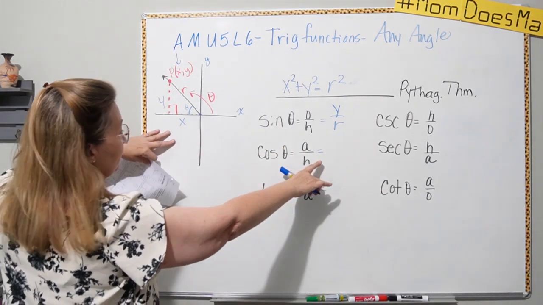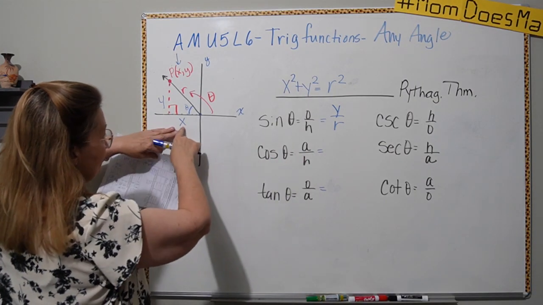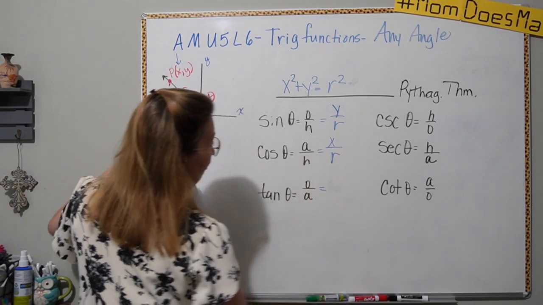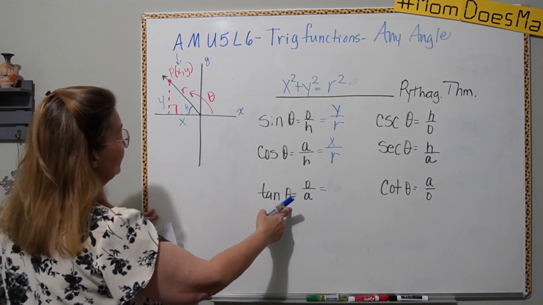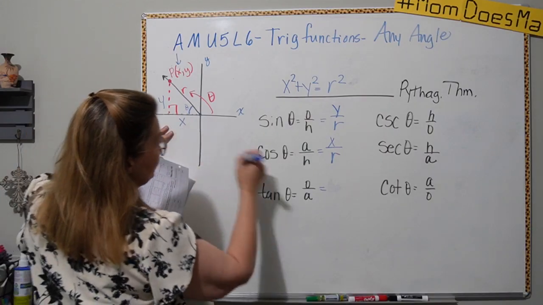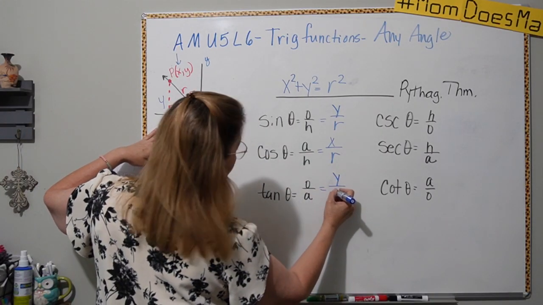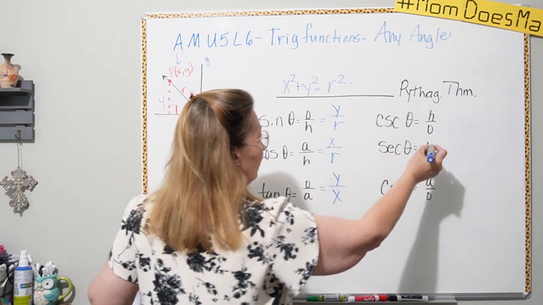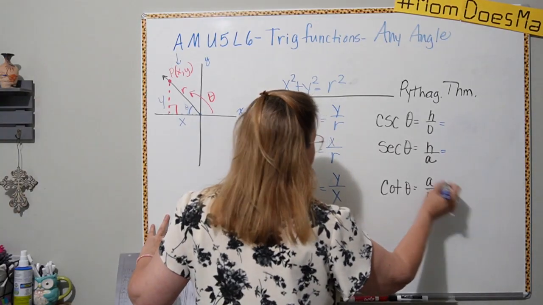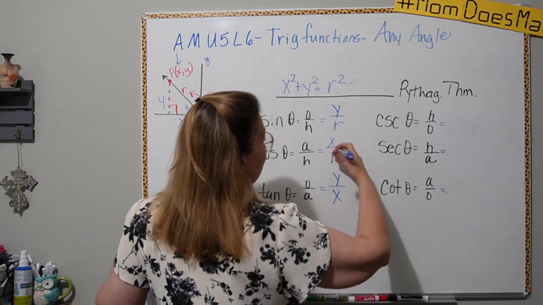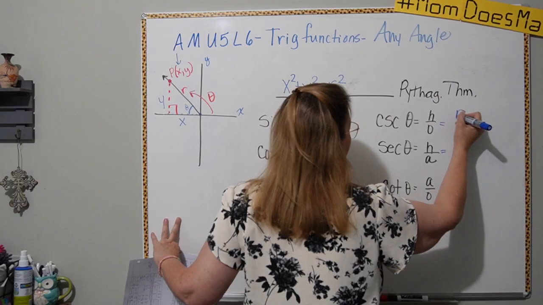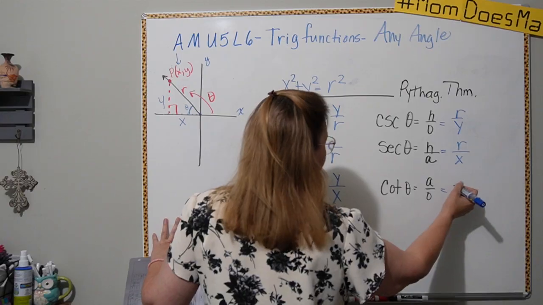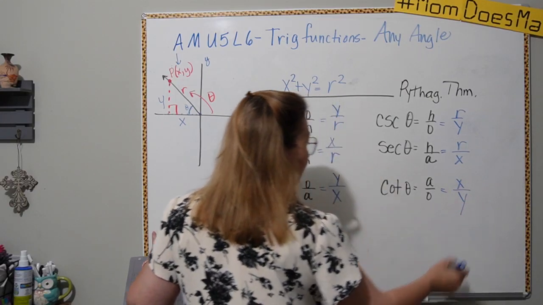Okay, so now for cosine theta, the side adjacent is x over the hypotenuse, which is r. And then for the tangent, it's going to be the side opposite, which is y, over the side adjacent, which is x. And then since these are reciprocal functions, you don't have to even refer to your graph anymore. You can just flip these. So this is going to be r over y, and this is going to be r over x, and this is going to be x over y.